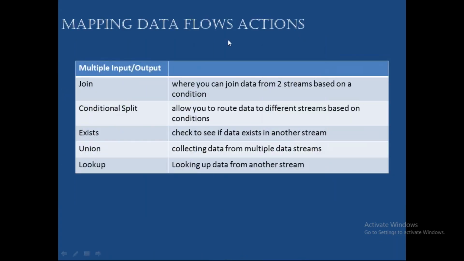Next, mapping data flow actions. We discussed all these things. So these are the multiple inputs and outputs. Join will take multiple inputs. Conditional split will take one input and give multiple outputs. Exists will check whether data exists or not. Union takes multiple inputs and combines the data. Lookup will look up data from your source streams.